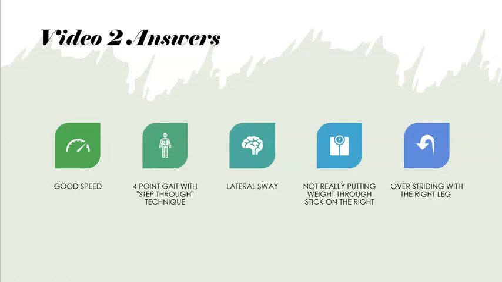However, because he's moving so fast, he's got a lateral sway. He's moving excessively left and right, and that's very obvious. You can see that on the shoulders and the hips. Also, he's not really putting any weight down through the stick on the right. The whole point of 4-point gait is that you're using the sticks and the feet, and he's overstriding slightly with the right leg.